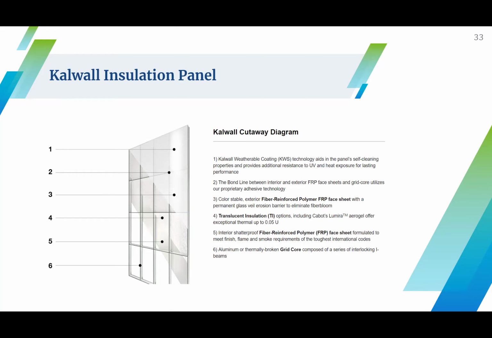Okay, so basically, I found it. There are two sheets, and in between these two sheets, we have insulation and shatterproof FRP face, and then an aluminum core, just to hold the thing together. And this helps in the self-cleaning properties, and it provides additional resistance to ultraviolet light and heat exposure.